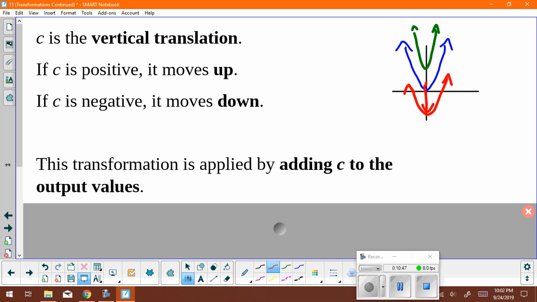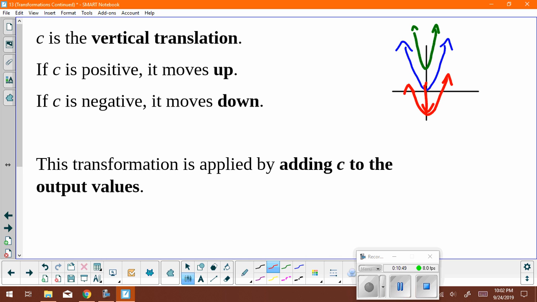Okay, so how do we show this in a table? Well, we're really adding c to our output. So again, if we think about what's going on in terms of the transformation, that's the last thing on the list, f of x plus c.